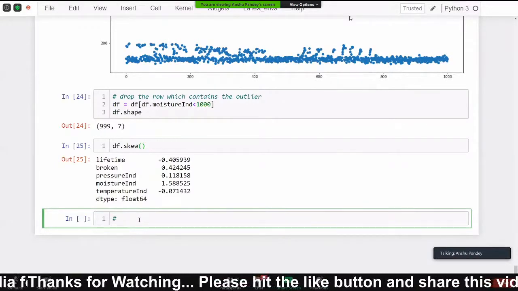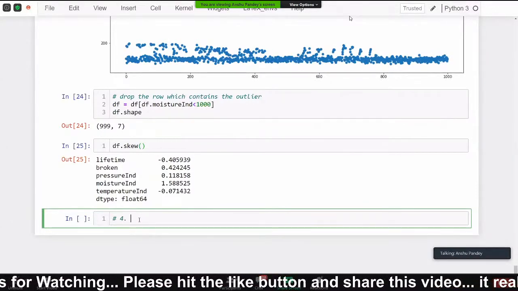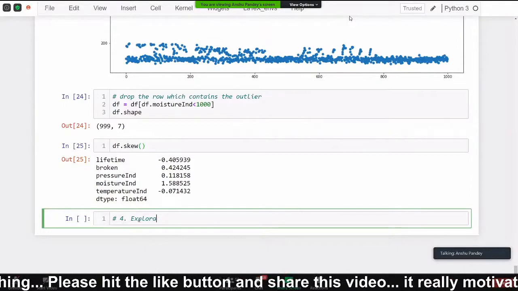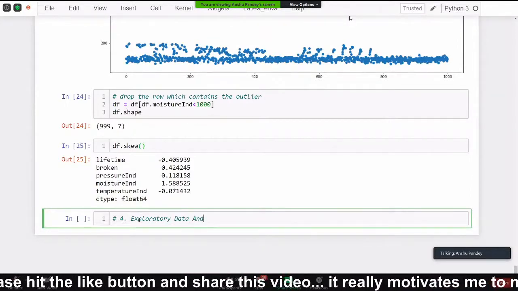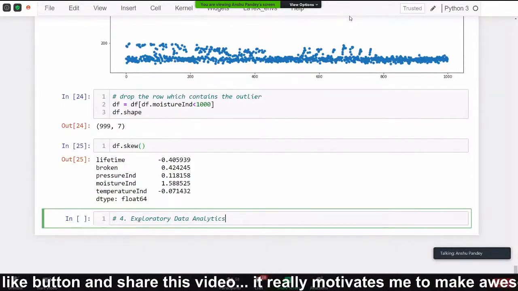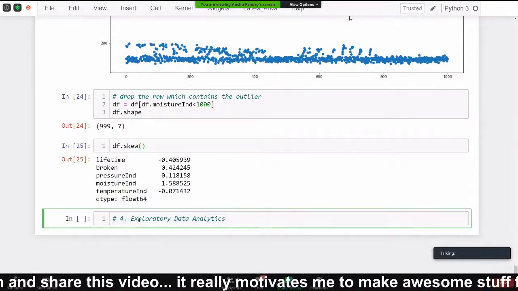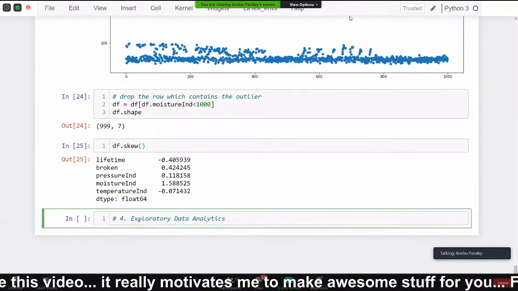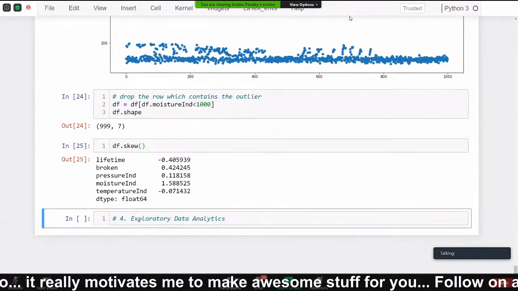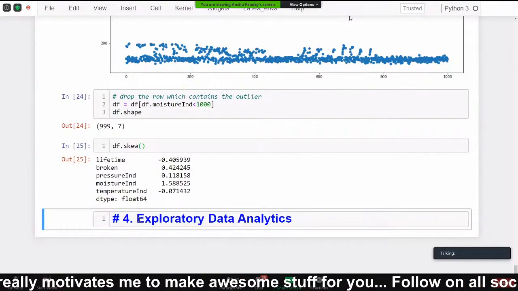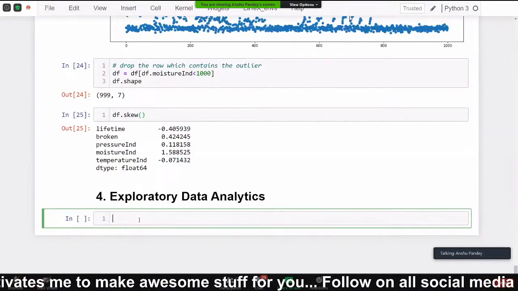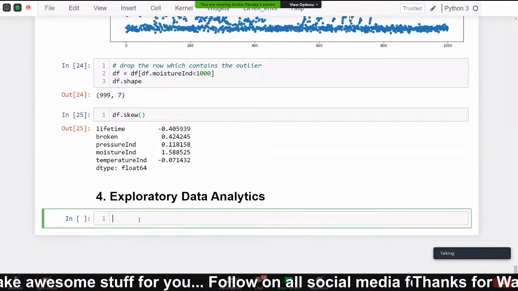So this is where we're done with step number 3, and now we move to step number 4, which is where we're going to be working with exploratory data analytics, right? And this is where we're going to use visualization to perform data analysis. So this is the main part which we want to come up with. Any questions you would like to raise?